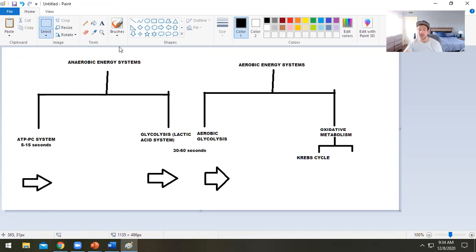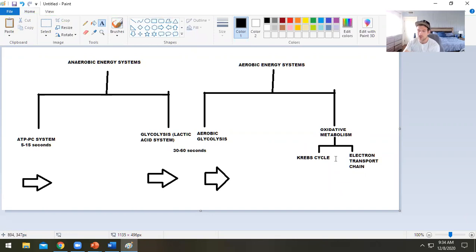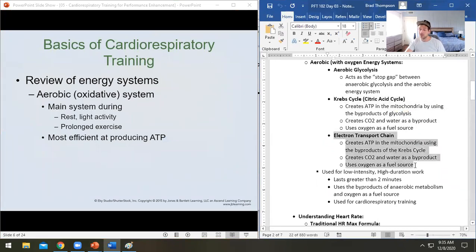So it's going to break down into the Krebs cycle, and it's going to break down into what's called the electron transport chain. These are our final two sections of the oxidative metabolism. The Krebs cycle and the electron transport chain take place pretty much simultaneously. We teach it in this order, Krebs cycle then electron transport chain, and theoretically this does take place first because it has some byproducts, and then those byproducts are going to get used in here.